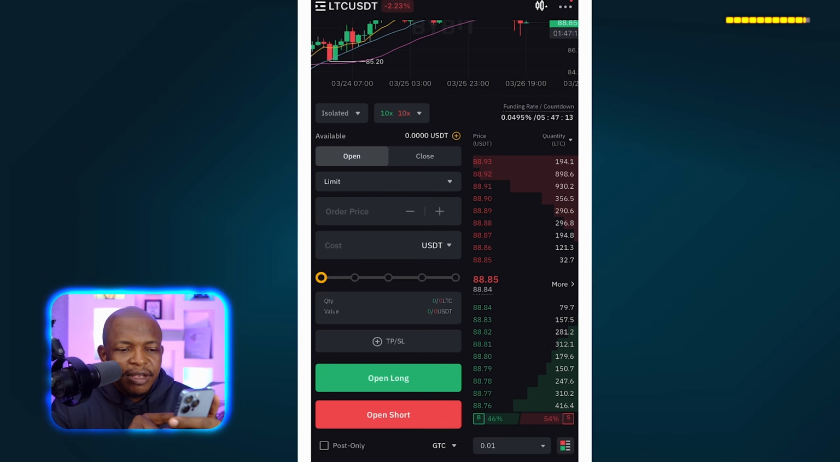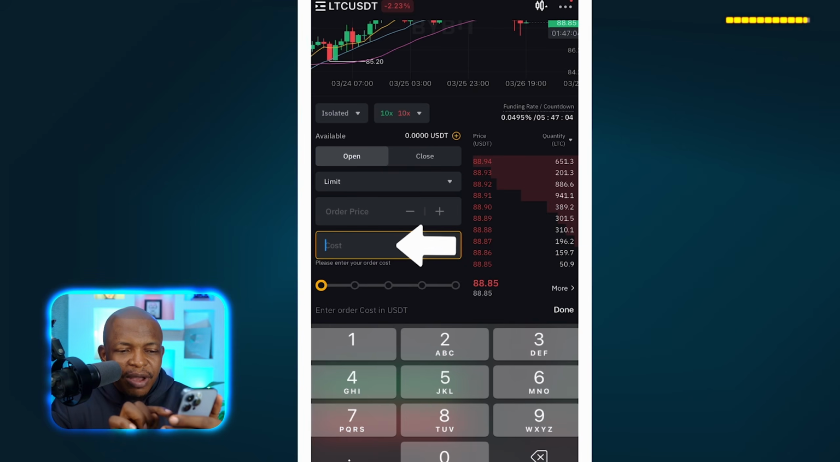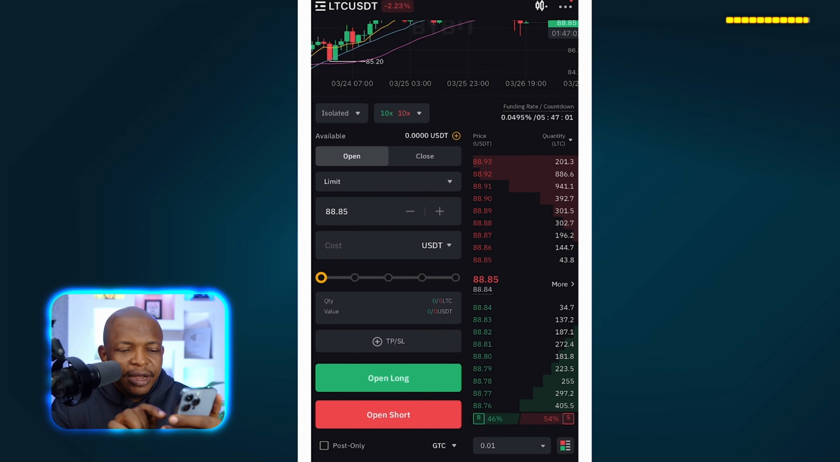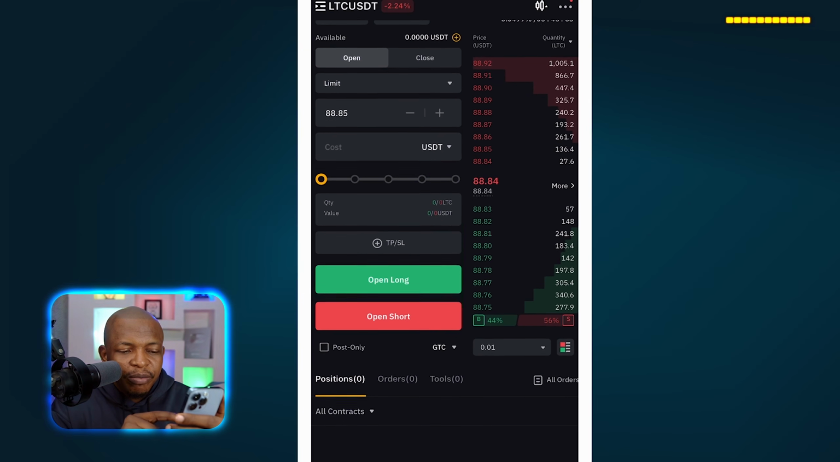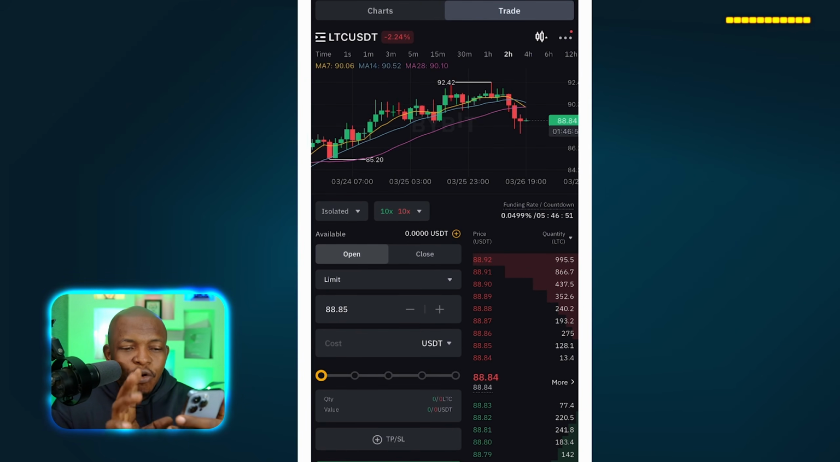So if it's on limit now, I'll enter the price I want to trade at here. I'll enter my risk here and I'll go ahead and take either a long or short position. Then I can enter my take profit and stop loss. So this is simply where you place your trade. We'll come back to this.